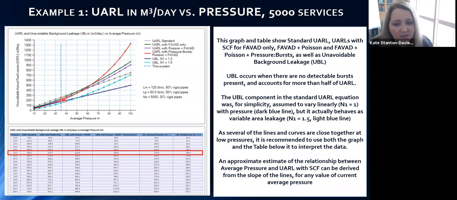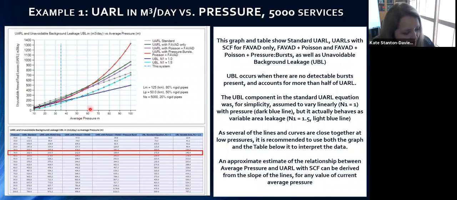Again, what you'll see is that as you go down to lower pressures, the lines and the curves get very, very bunched up together, very, very close. And so that's where the table is really good for interpreting the data. This graph and table are very insightful. You can get an awful lot of information from it.